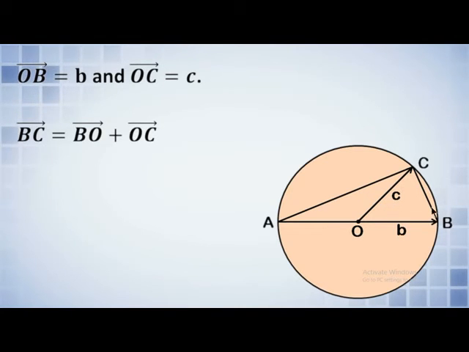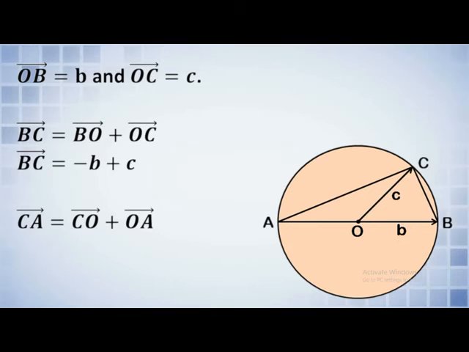Now, look at BC as a vector resultant. So BC is a vector resultant of BO plus OC. BO is negative B because they are the same vector but in a different direction. OC equals vector C. So vector BC equals negative B plus C.